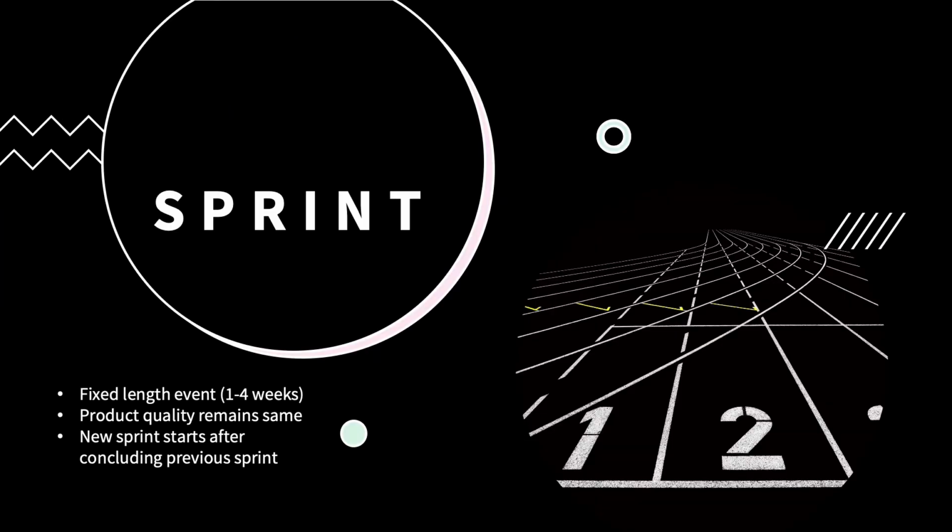A sprint is a fixed length event, typically between 1 to 4 weeks. The goal is to undertake specific tasks from the product backlog and accomplish that in the time frame.